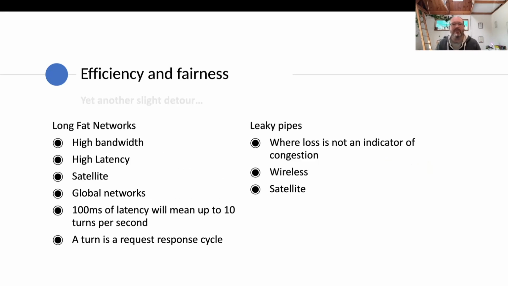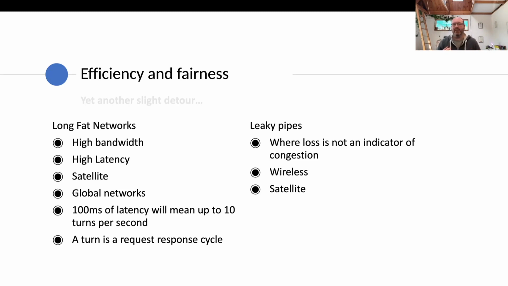So if we talk about long fat networks, think about high bandwidth, high latency, satellite and global networks. If you have 100 milliseconds of latency, that means you can have up to 10 turns per second, at 100 milliseconds of round trip. A turn is a request response cycle. So think about a GET over HTTP, and a 200 OK coming back. That is a request response cycle that we see.